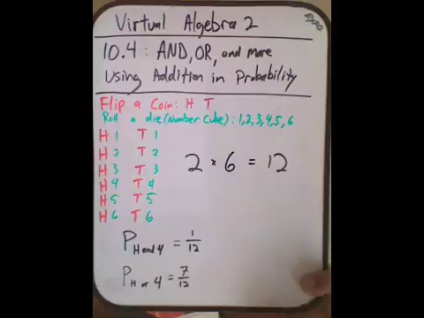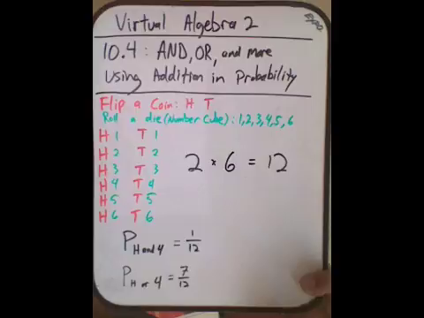And so what's the probability of getting a head on the coin and getting a 4 on the number cube? Well, there's only one way to do that. And so there's 1 out of 12 possible. And so the probability of head and 4 is 1 out of 12. What about heads or 4?